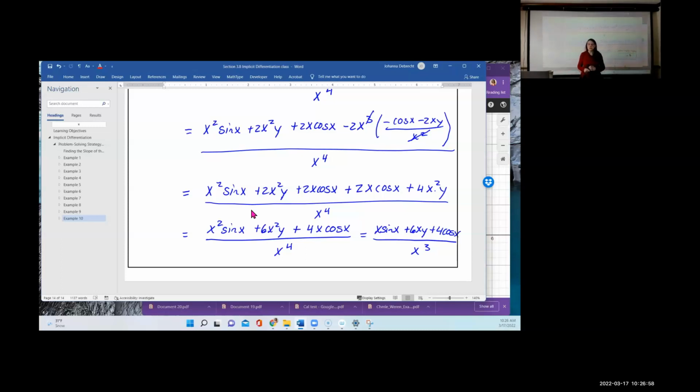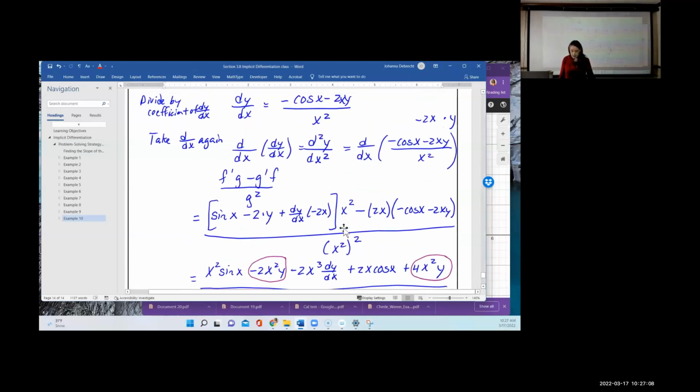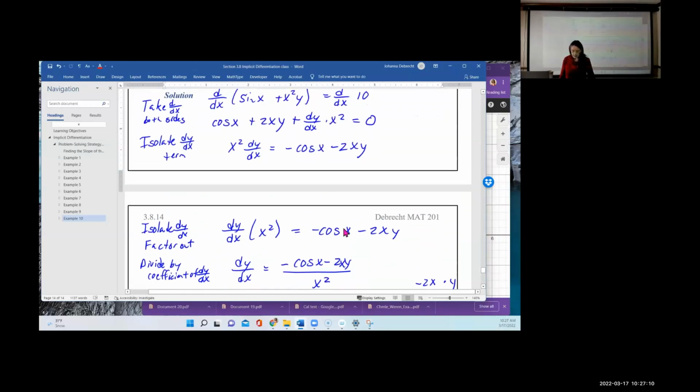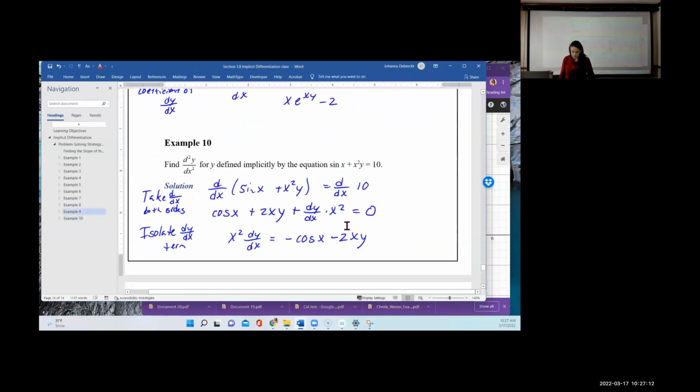And this, of course, will tell me about the concavity of the curve. Something about whether it's concave up or concave down at a particular point.